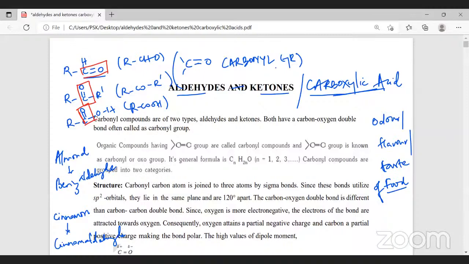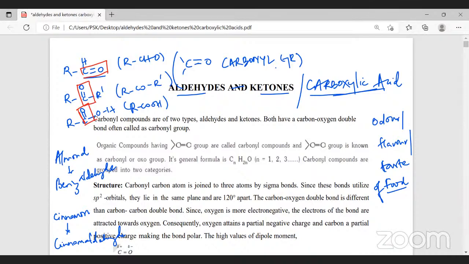Likewise, jasmine flower, you would have heard of jasmine, and camphor, which we use at home. All this also contains a different odor. It has a specific odor. That specific odor or smell is because of the aldehydes and ketones present in jasmine and camphor.